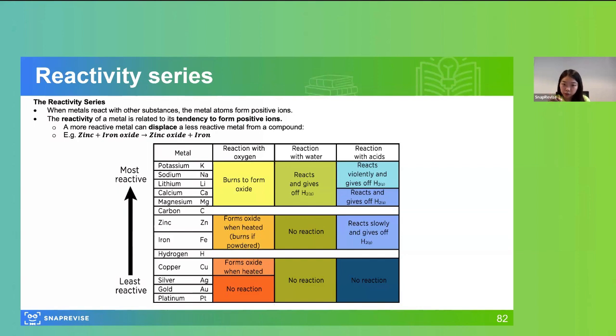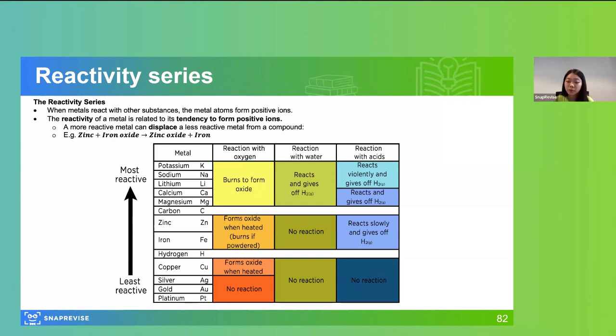First, let's talk about the reaction with oxygen. The higher it is on the reactivity series, the more reactive it is. If it is really high on the reactivity series, it's going to burn with oxygen to form an oxide. If it's below carbon, it's going to form oxides when heated, but it burns if it's a powder.